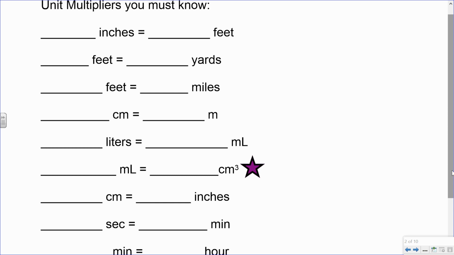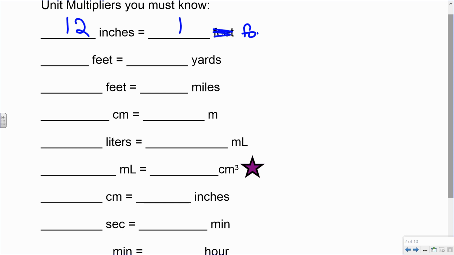Many of you will have already worked with that one in your science classes, but for some of you, that one with a star may be something new. So let's review these and fill them in. And so inches and feet. Casey. So 12 inches in 1 foot.